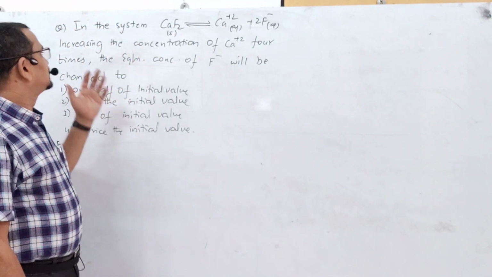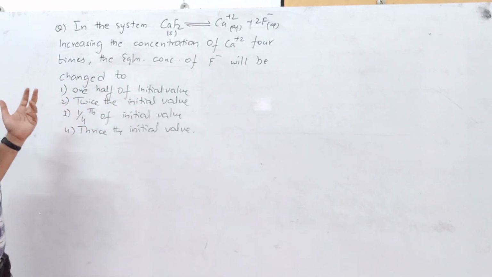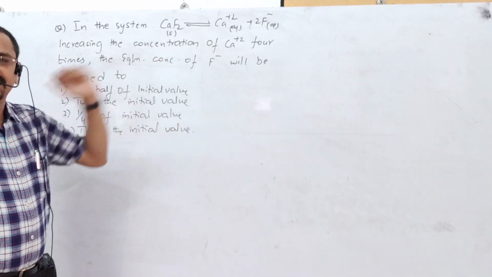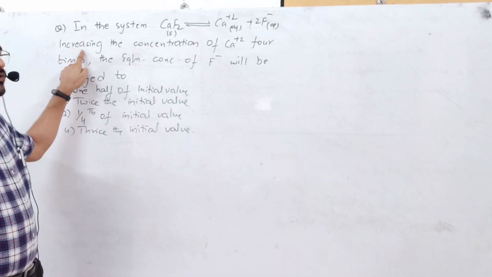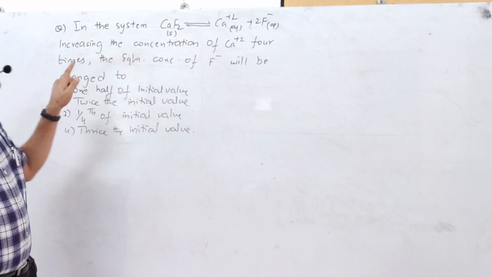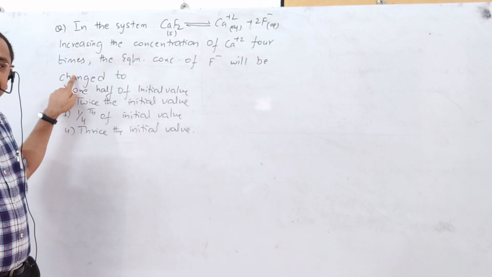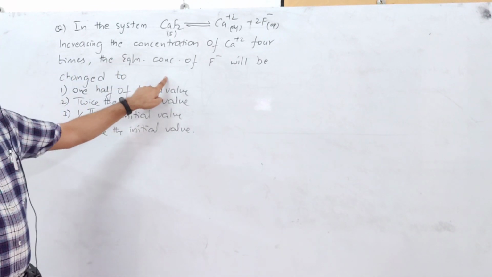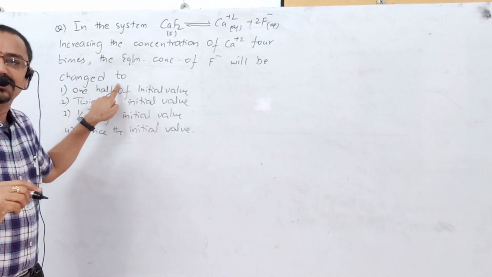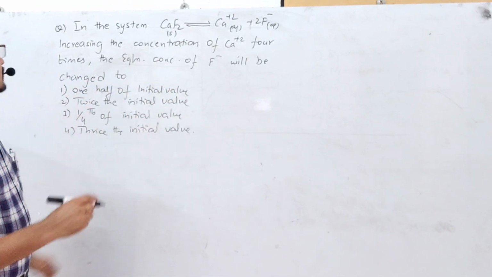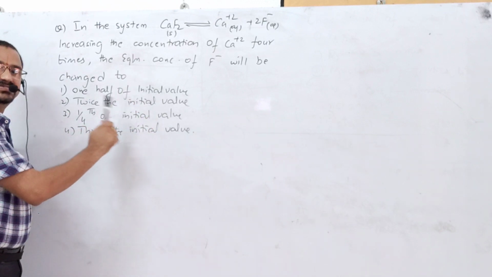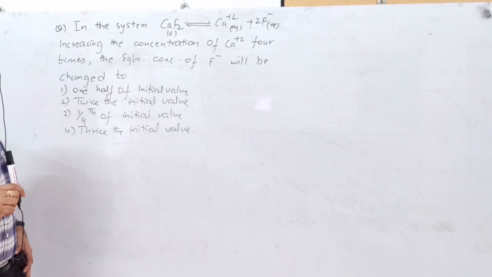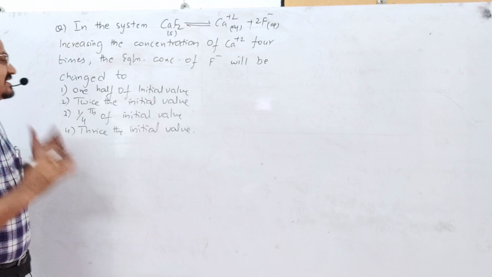Now, let us discuss this numerical from equilibrium. In the system CaF2 solid which is at equilibrium with Ca plus 2 aqueous and F minus aqueous, increasing the concentration of Ca plus 2 4 times, the equilibrium concentration of F minus will be changed to: 1/2 of the initial value, twice the initial value, 1/4 of the initial value, or thrice the initial value. Right? Now, which option? Let us solve.